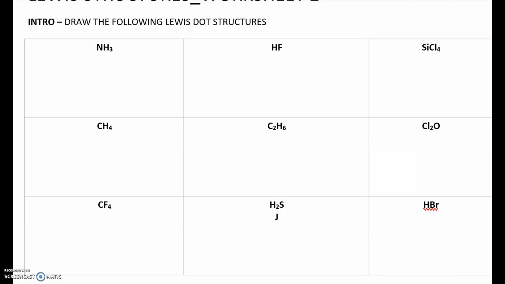Okay, so in this video I'm going to show you how to solve these Lewis structures, and the key is to pay attention to the process. So we'll start with NH3 here. The first step is to determine how many valence electrons you have.